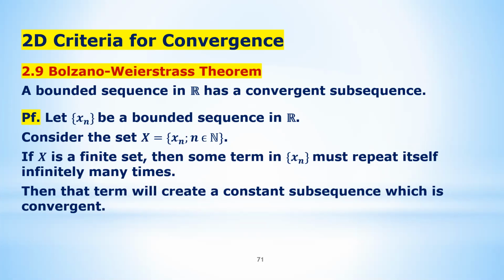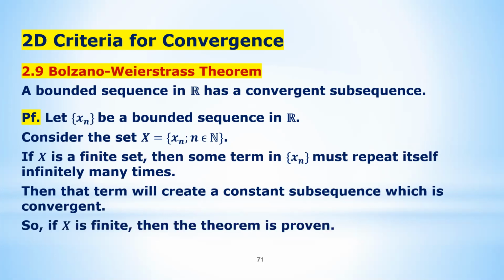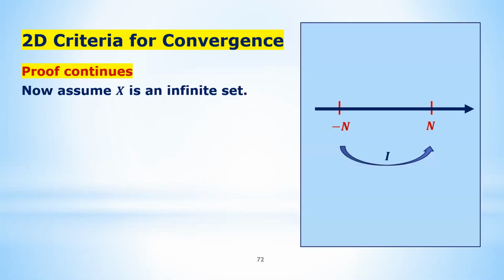So this means that if we assume that X is a finite set, then we don't have to continue to prove it, because the result is obvious: I can create a constant sequence immediately. No problems, okay? So we're going to consider the important case where X is an infinite set. Okay, X is an infinite set.